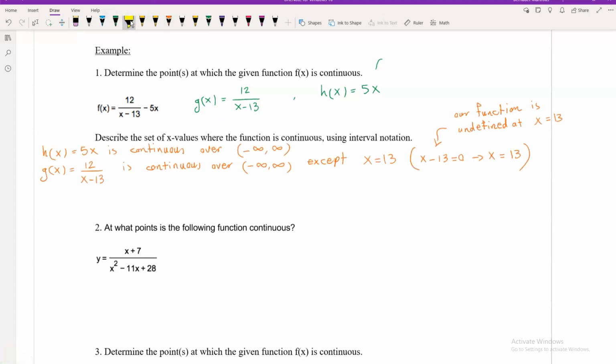So the point is that we have to see where our function is not defined. So in this case, we have a denominator. So denominator equal to 0, and the answer for x is equal to 13. This means g of x, this function, is undefined at this point. So we're not going to use that point. Here on this part it says it's continuous over negative infinity to positive infinity, except x equal to 13. This means f of x is continuous on negative infinity to positive infinity, except at x equal to 13.